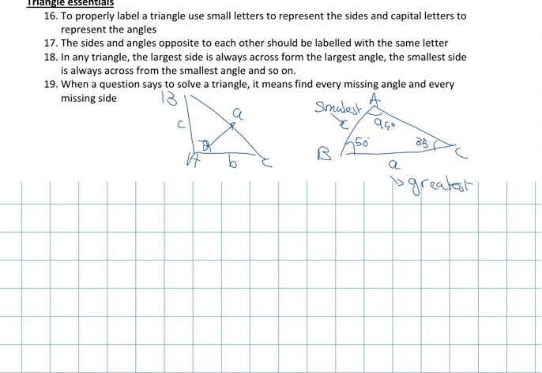The last thing that we're going to look at is when a question asks you to solve a triangle, it's asking you to find every missing angle and every missing side. Solve the triangle: I want to know what each side length equals and what each angle equals. So it's more than one step. Are you guys okay with this so far?